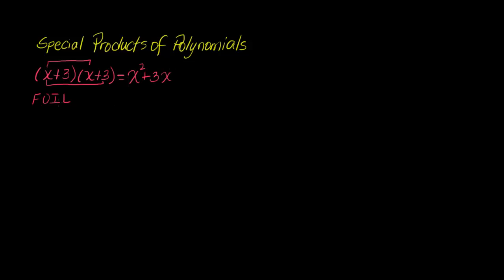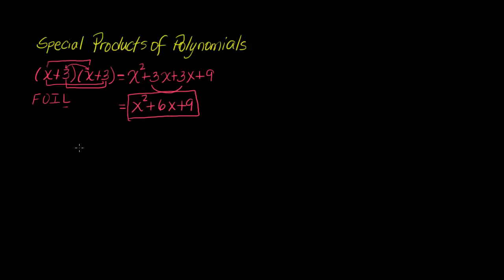And then we do the I for inner terms. That would be the innermost terms, the 3 and the x here. 3 times x again. And then the last terms, which would be 3 times 3, and that makes 9. When you're done doing FOIL, we collect like terms. So x squared plus 6x plus 9. 6x's because 3x's plus 3x's makes 6x's. Okay, so here is your answer to the product x plus 3 times x plus 3.